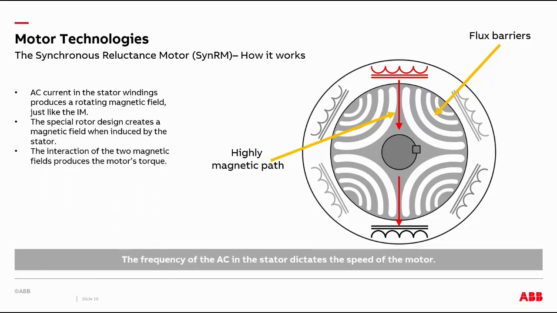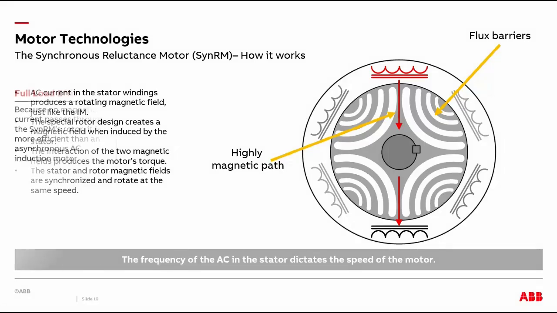As a result, the interaction of the two magnetic fields produces the motor torque, and the stator and rotor magnetic fields are synchronized and rotate at the same speed. A good analogy of how it works would be like a compass. In this picture, the rotor acts as a 4-pole needle compass.